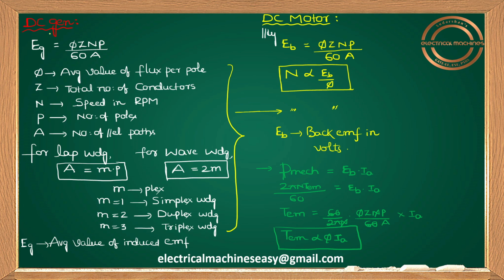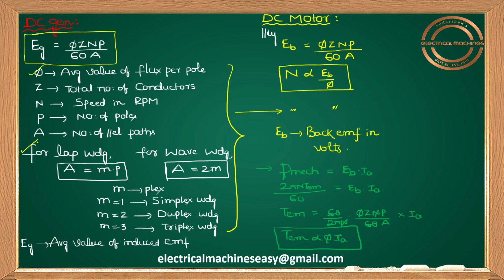So guys, in a DC generator, because of generator action, some EMF will be induced. There is no need to derive all those things, so let me directly see the equation. E is equal to phi Z N P by 60A. Here phi means average value of flux per pole. Z means total number of armature conductors. N means speed in RPM. P means number of poles. A means number of parallel paths.